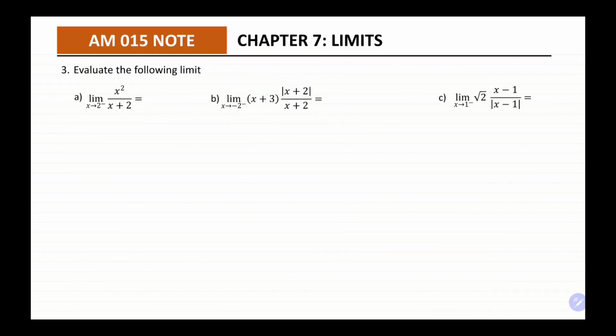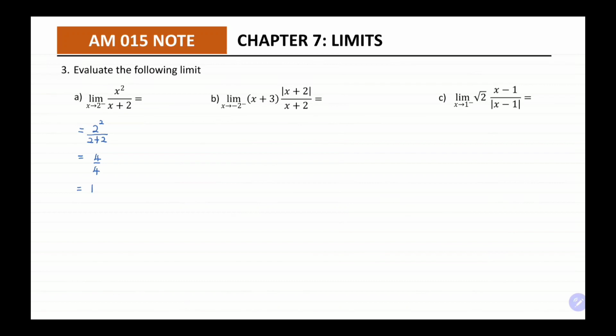We continue with question number 3. Evaluate the following limit. A. Limit x approach 2 from left, x square divided by x plus 2. Okay, we just substitute x equals 2 into the function. Even though it is 2 from left, we don't need to do anything special, just put in the value of x in the function. So we get 2 power of 2 over 2 plus 2. So 4 over 4, which equals 1.